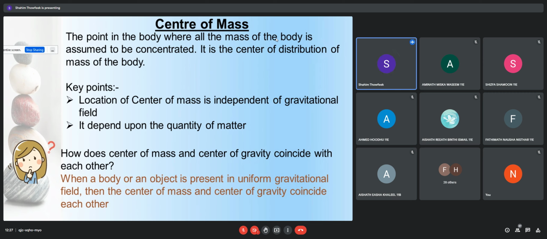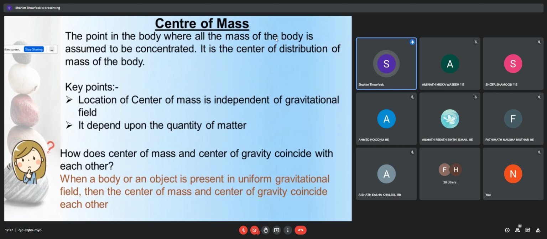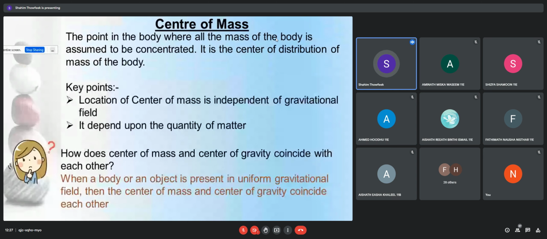Okay. Now the question is, how do center of mass and center of gravity coincide with each other? A good question, because for usual practice we are not making two points. We just show the center of gravity only. We're not showing center of mass and center of gravity separately. Yes. The answer is when a body or an object is present in a uniform gravitational field, then the center of mass and center of gravity coincide with each other. It's a very important point.